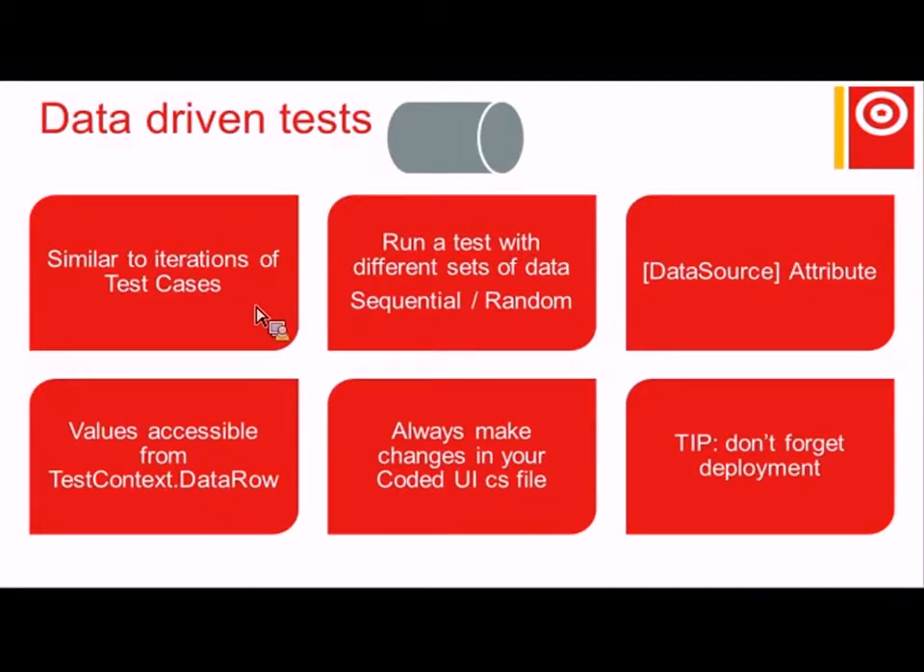Generally, you make the changes for data driving in the codedui.cs file and not in any of the other files. And you've got to make sure that the source data of this test is available. So this means deploying the test data appropriately.